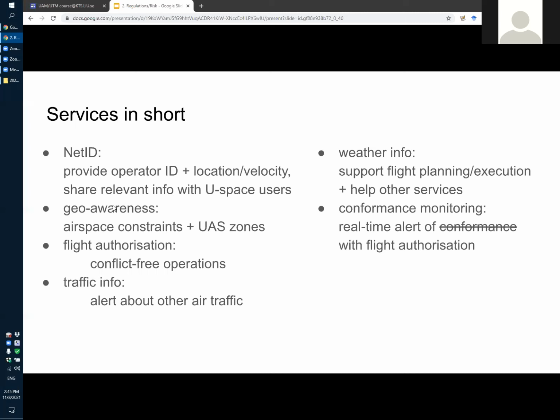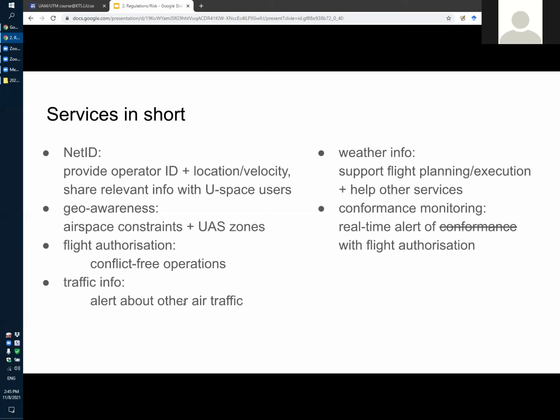And this information should be shared with other airspace users. So who is where? Geo-awareness are the airspace constraints and these zones for the drones. So where can you fly? So network ID: who and where is flying. Geo-awareness: where you can fly, under what constraints. Flight authorization: you have to be authorized for conflict-free operations. So only those operations that are conflict-free should be authorized.